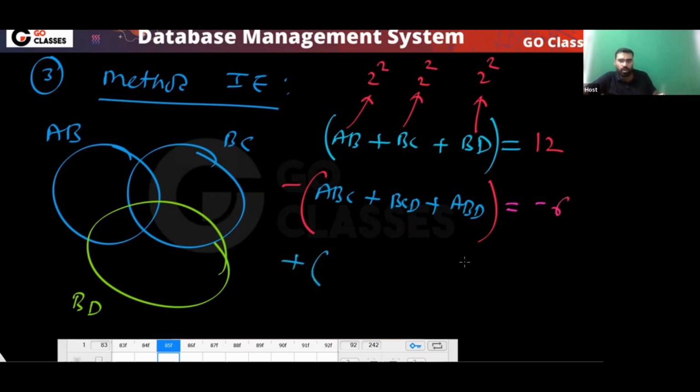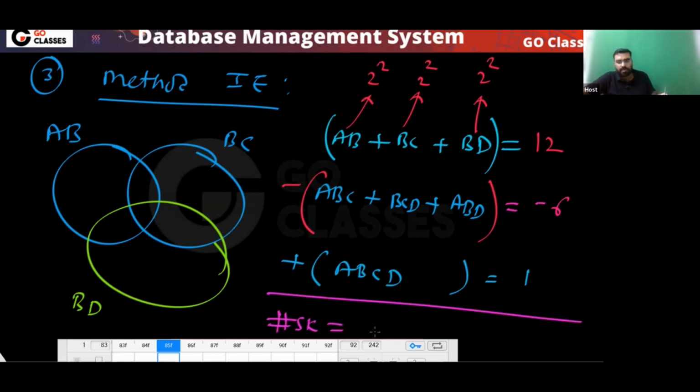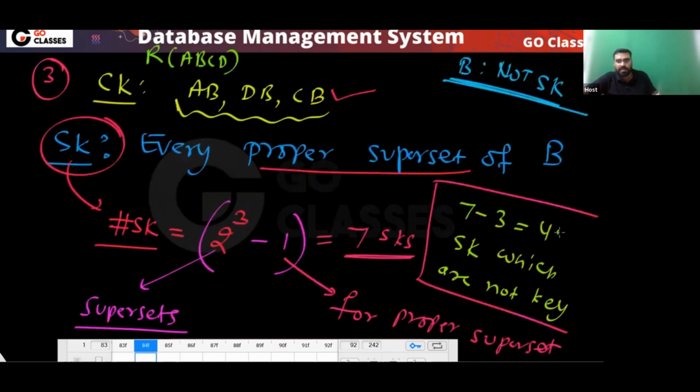And then you will add all of them, like A, B, C, D. That value will be 1. Your answer will be the number of super keys, that will be 7. Number of super keys will be 7. And now the question is asking number of super keys which are not keys. That will be 4. Yes or no?